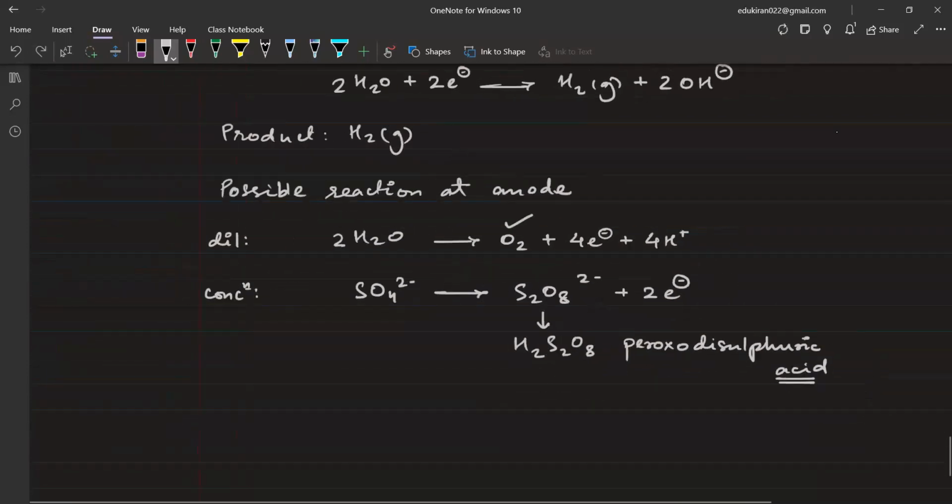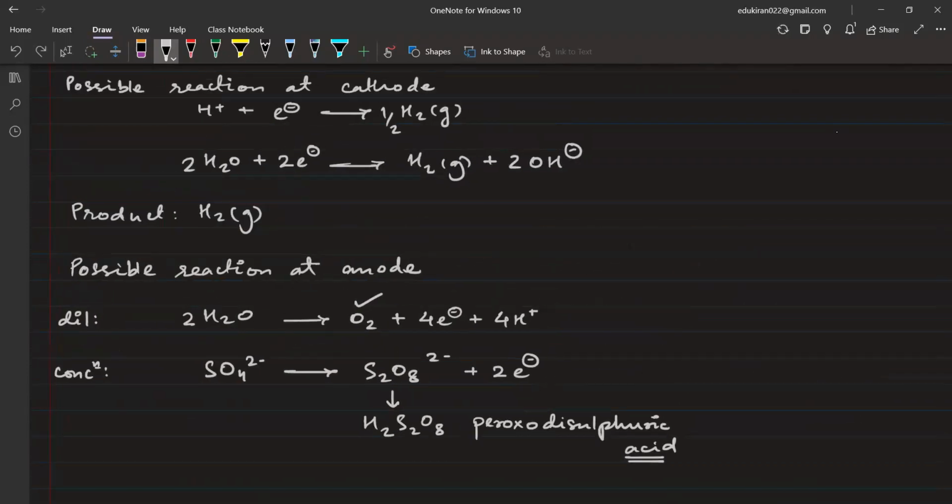ठीक है, so please write this down. दो cases हैं, cathode में you don't have to worry, both of them are going to give you H2 gas, but in the anode there are two conditions, dilute है और concentrated. Dilute में water is going to get oxidized, and concentrated में SO4 2 negative is going to get oxidized. Write this down, let me know once you are done.